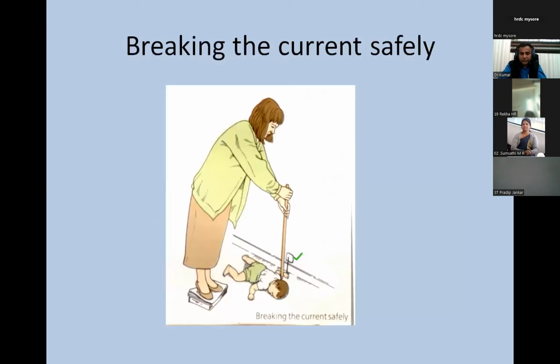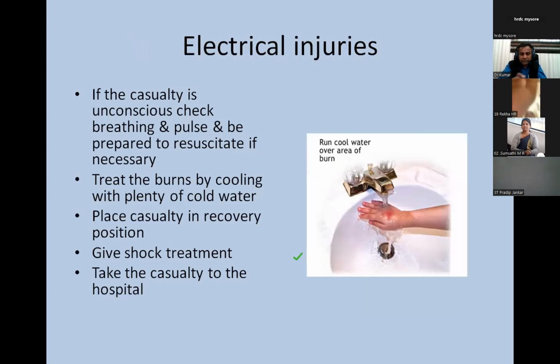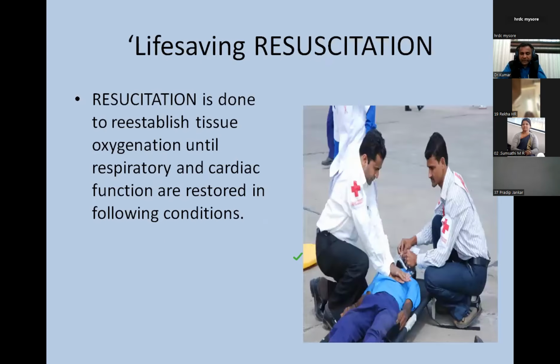Once you break the current safely, you have to provide first aid for the electrical injury. Electrical injuries can cause burns and also muscle injury, so you have to treat it the same way as a burn injury. If it is minor, put water on it continuously for 10 minutes. All right. Then very important is CPR.